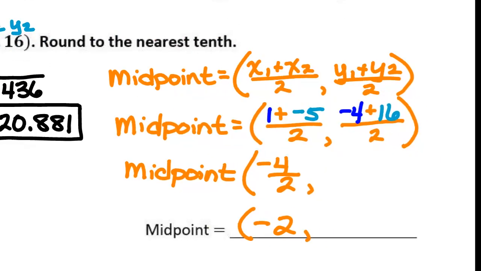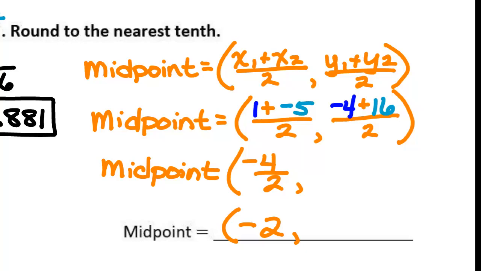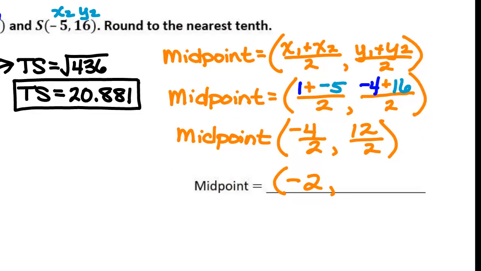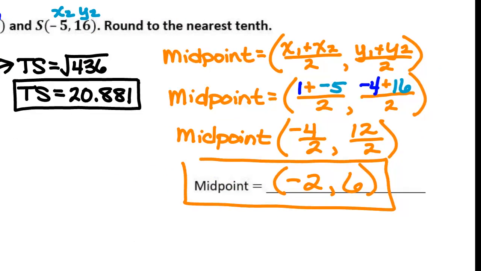Let's go over and do the y part now. What is -4 plus 16? 12 over 2. What is 12 over 2? 6. So our midpoint is at -2, 6.